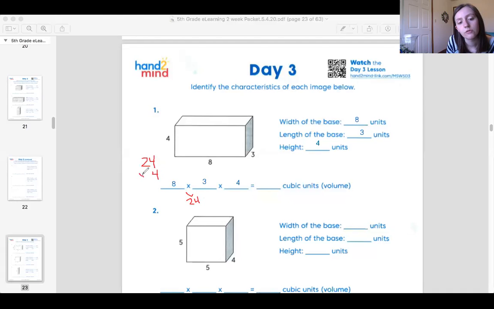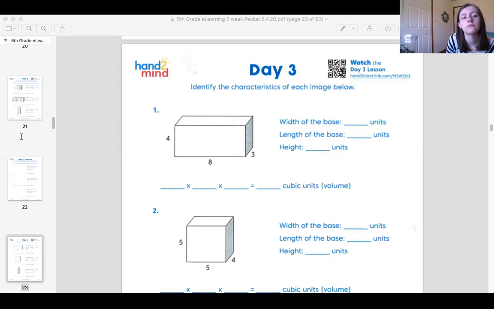I know that 4 times 4 is going to give me 16. Carry my 1 up here. 4 times 2 is 8, plus that 1 is going to be 9. Okay, so the total volume of number 1 here is going to be 96 cubic units, or 96 units cubed.